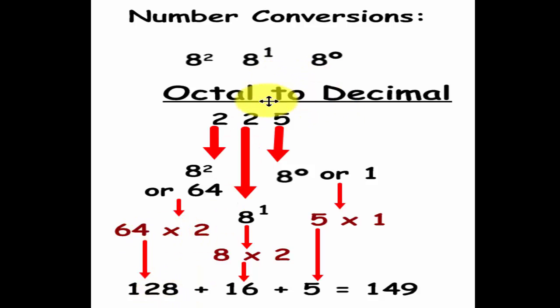So to convert it from octal to decimal, all you have to do is add these numbers up. 128 plus 16 plus 5 equals 149. So if the octal number is 225, the decimal equivalent is 149. Hopefully that seems pretty simple and very straightforward.